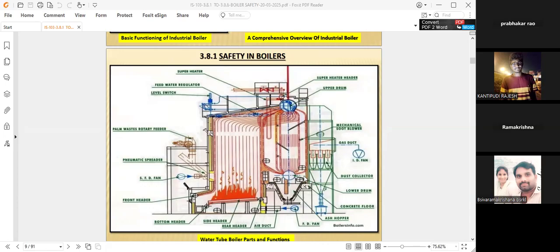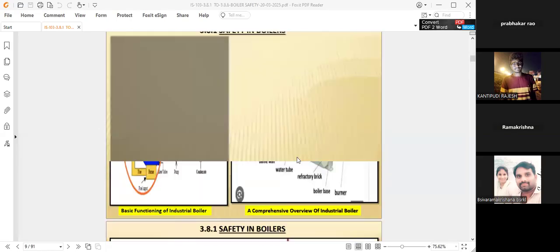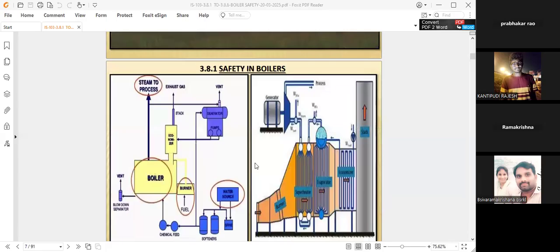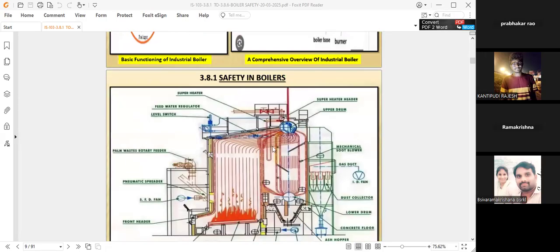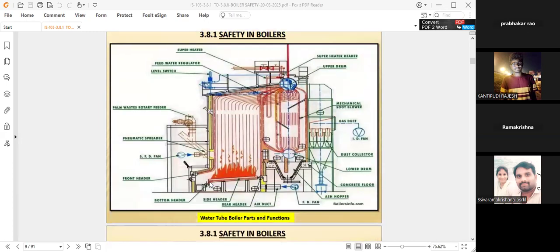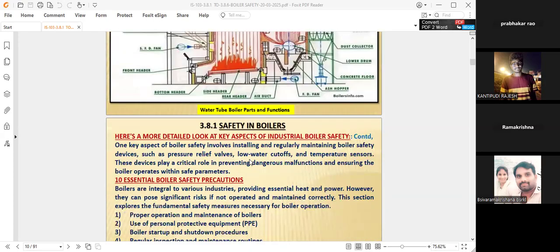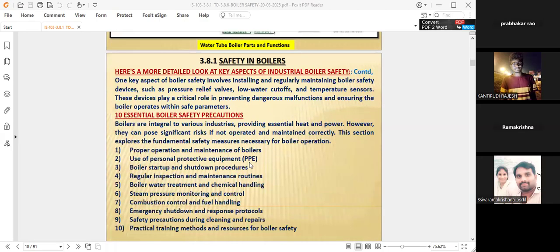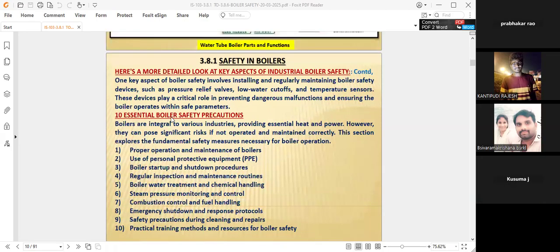Even if you don't know about the boiler, you will get some interest in how things are inside the boiler. These two pictures are very important, this one and this one, to understand better. Don't think that I am wasting time, but you should know about the inside parts of the boiler also. Therefore, you understand better to discharge your duties and functions. This is my anxiety.